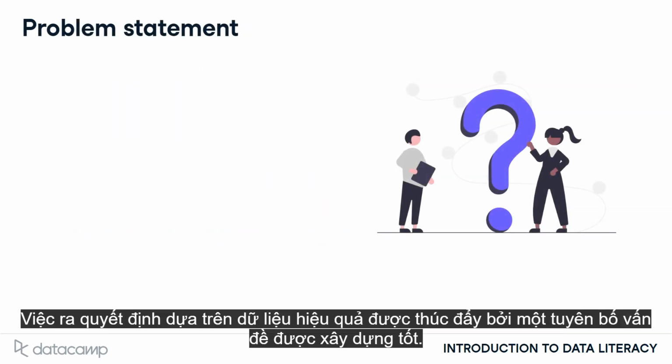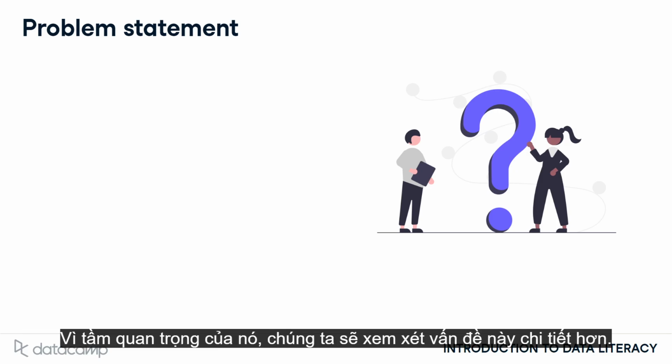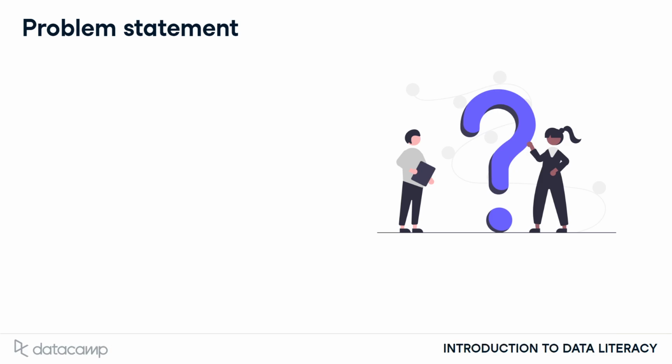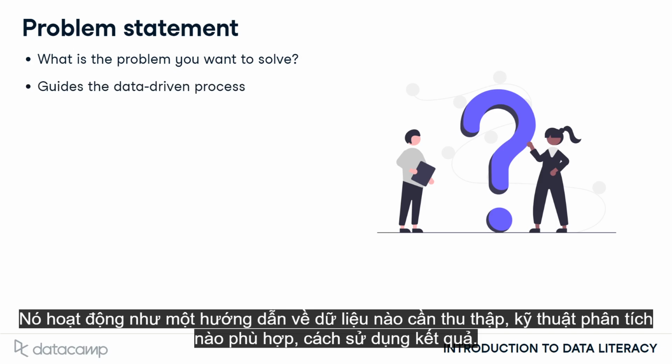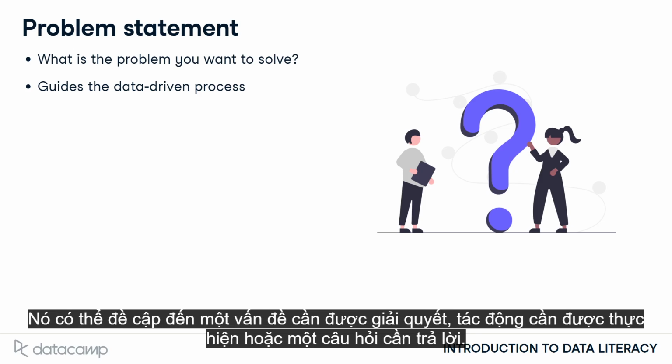Effective data-driven decision-making is driven by a well-crafted problem statement. Because of its importance, we'll go over this in more detail. Simply put, the problem statement answers the question, what is the problem you want to solve? It acts as a guide to which data to collect, which analysis technique is appropriate, and how the results can be used. It can refer to an issue that needs to be addressed, impact that needs to be made, or a question that needs answering.